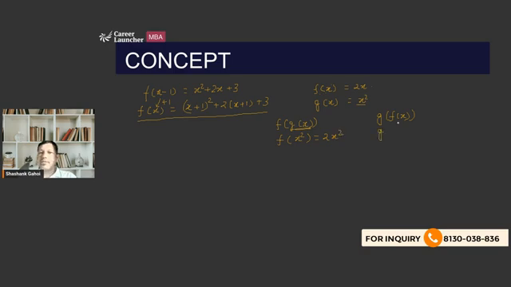Now g of f of x is what? f of x is 2x, and what is g of x? That is equal to x square. It means I am going to get 2x whole square, or I would say 4 times x square. So these are the values that we are going to get. 2x square and 4x square, and both values are not equal. So it's not necessary that f of g of x will be equal to g of f of x.